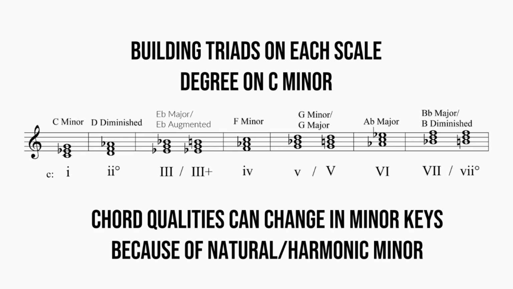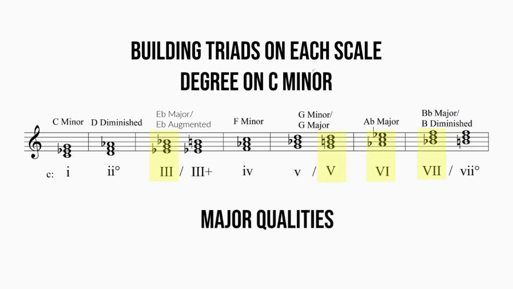Chords 3, 5, and 7 can have two different qualities because these chords contain the 7th scale degree, a note that can be altered when going from a natural minor to a harmonic minor scale. We also see that chords 3 from the natural minor, chord 5 from the harmonic minor, chord 6, and chord 7 from the natural minor are major chords. The dominant chord as a major quality is especially important with the raised 7th scale degree.